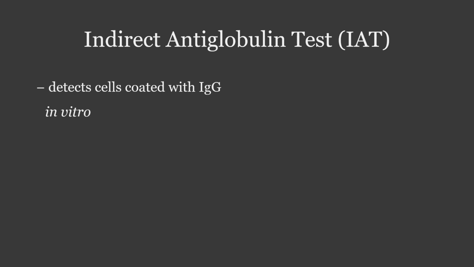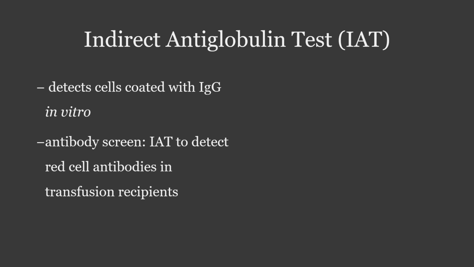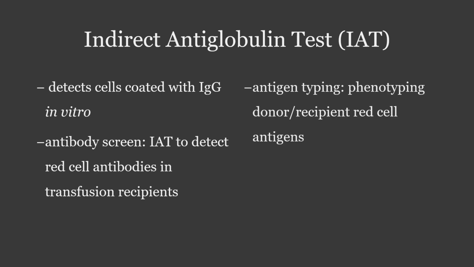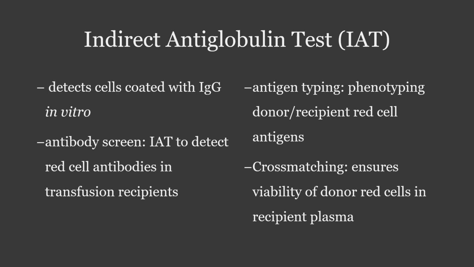The IAT is used almost exclusively in the pre-transfusion testing, and in this setting it has three applications worth mentioning here. The IAT is used to screen for clinically significant antibodies in recipient plasma, aka an antibody screen. It's also used to phenotype donor or recipient red cells for clinically significant antigens, aka antigen typing, or to ensure the viability of donor red cells in recipient plasma, aka cross-matching. A patient with a positive antibody screen that needs blood may have more than a dozen IATs performed in the name of getting them compatible units.